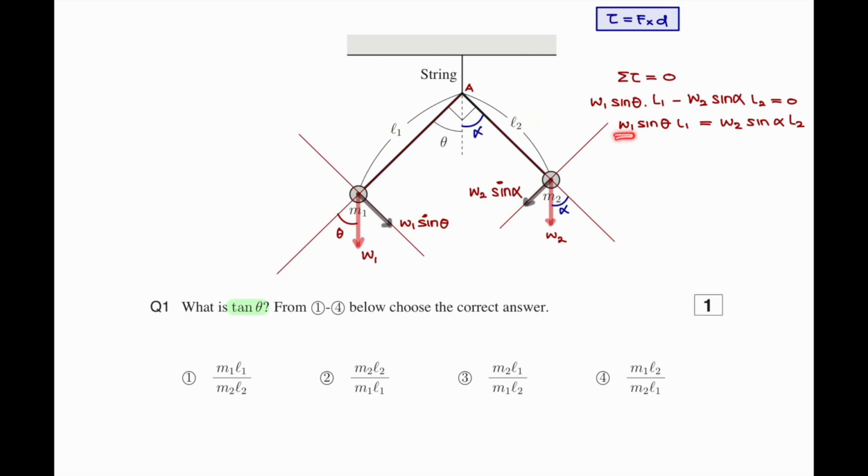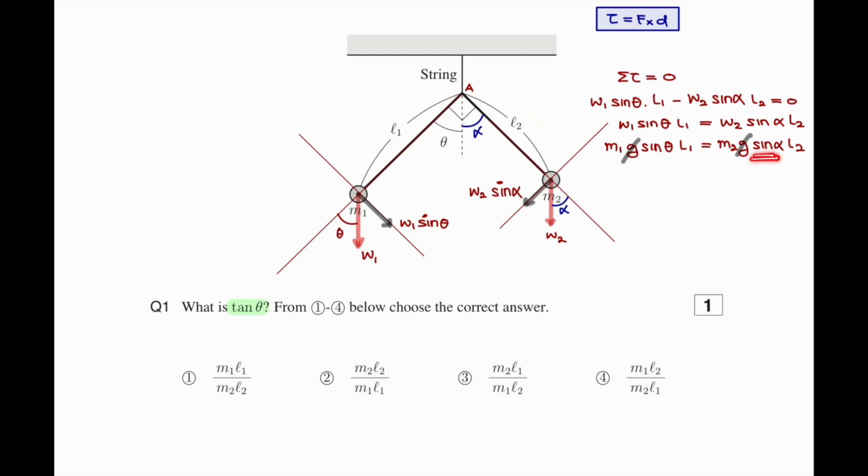And then W is the weight of an object. The formula of weight is mass times acceleration of free fall, or mass times gravity. So I can change W1 into m1g sin theta times L1 equals W2, which is m2 times gravity, sin alpha L2. Of course, I can cancel out the gravity here. Then we have to find sin alpha.